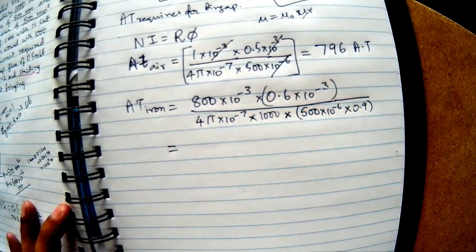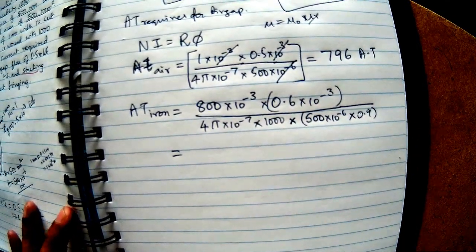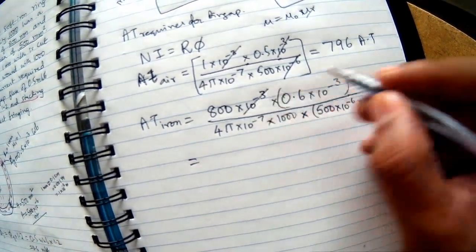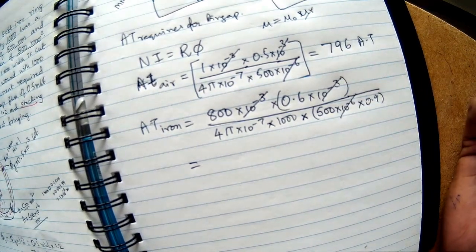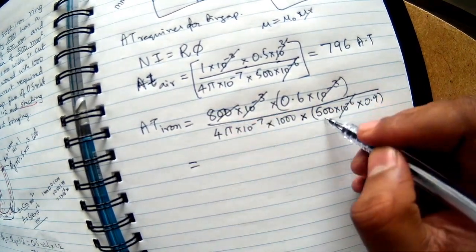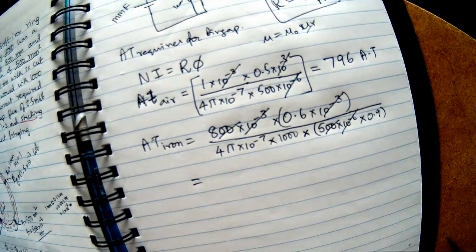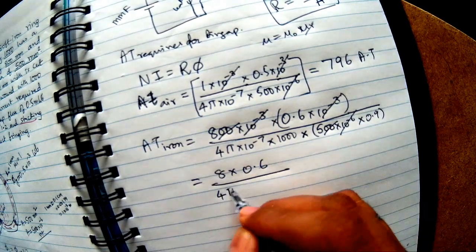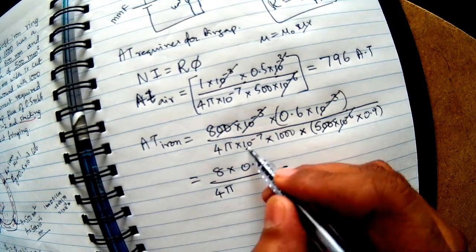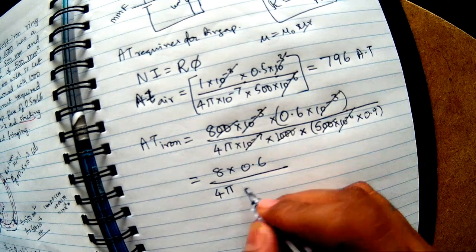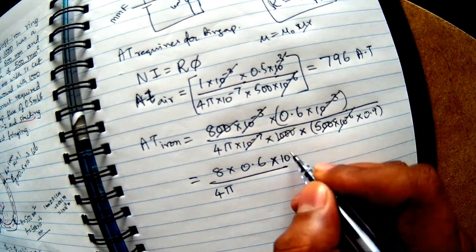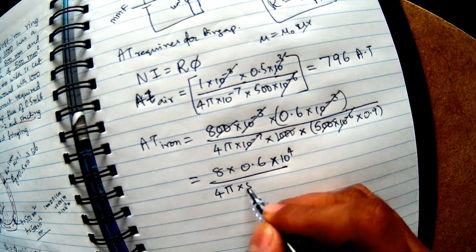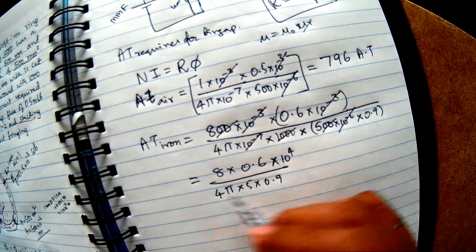Now if I calculate this entire thing, let's see how much we will be getting. Again, I can strike off these values, these 2 zeros with these 2 zeros. So let's simplify it. I have 8 into 0.6 divided by 4 pi. So 10 power minus 7 and 1000 will become 10 power 4, that I can put in the numerator, 10 to the power of 4. And then I have into 5 into 0.9. So this is the quantity.